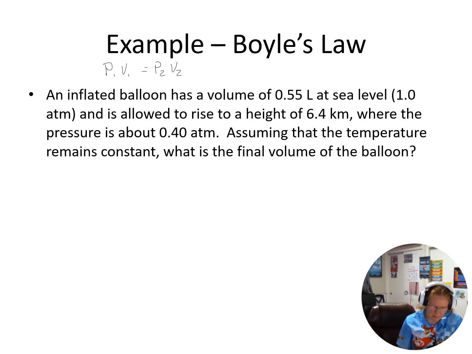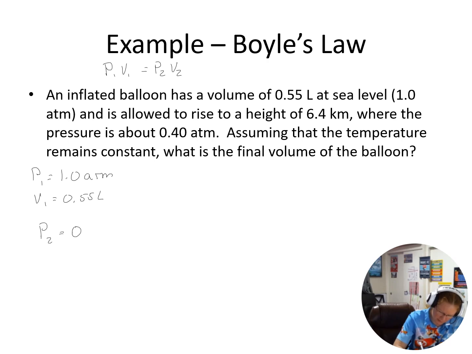So my problem tells me that I have a balloon at a volume and a pressure. So my P1 is 1.0 atmospheres. My V1 is 0.55 liters. Okay, we're going to raise the height where we're going to get a pressure. So we'll do our second pressure is 0.4 atmospheres. And we want to know the final volume of that balloon. Okay. All right, so we're going to solve for V2.